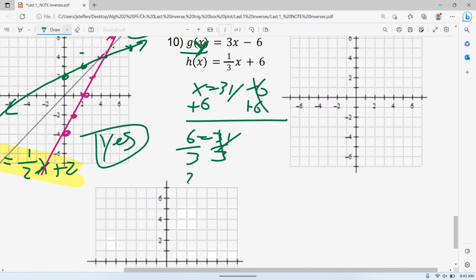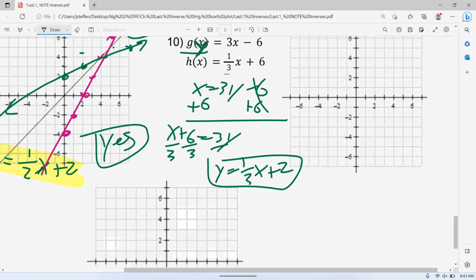Whoops, I did something wrong. Because when I add 6, this should be x plus 6. Sorry. So now I end up getting y is equal to 1/3 x plus 2. If you look at our other line, it is not that at all. It's 1/3 x plus 6, so they're not inverses of each other.